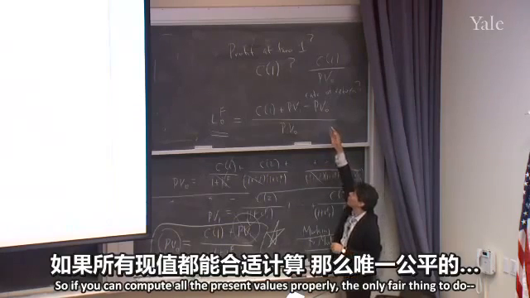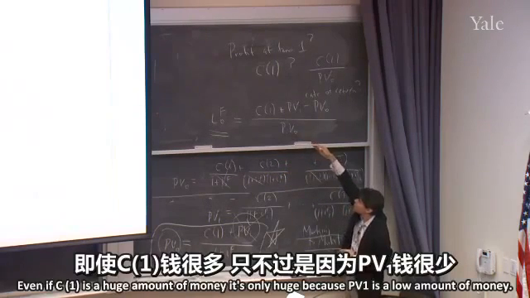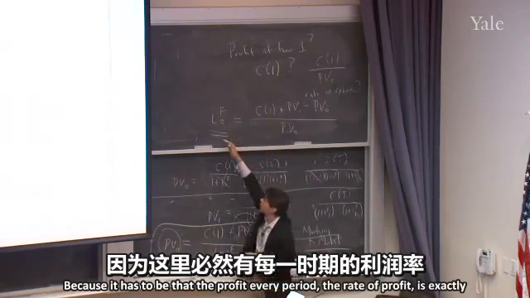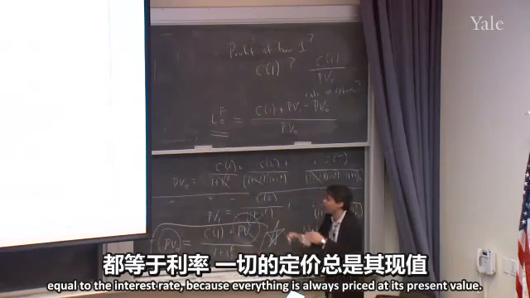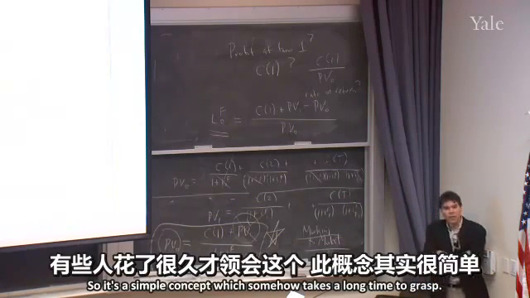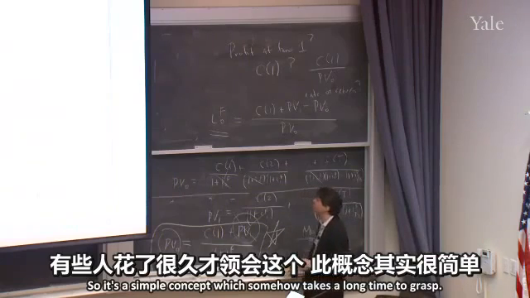So if you can compute all the present values properly, the only fair thing to do, this is not a great investment. Even if C1 is a huge amount of money, it's only huge because PV1 is a low amount of money, because it has to be that the rate of profit every period is exactly equal to the interest rate, because everything's always priced at its present value. Okay, so it's a simple concept which somehow takes a long time to grasp.